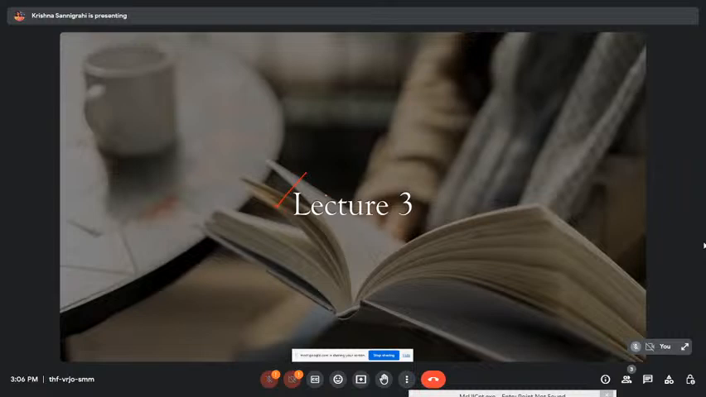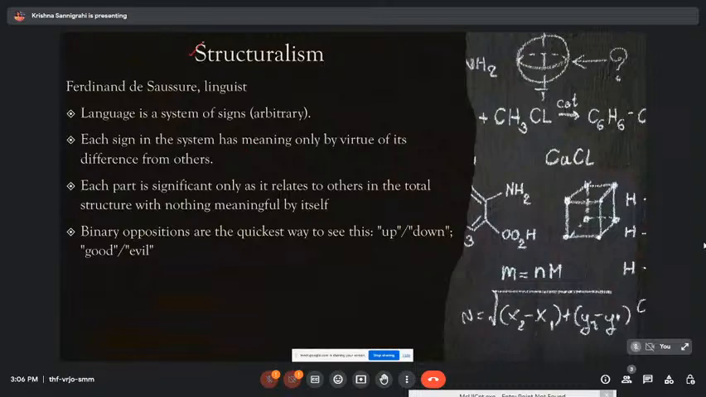Right. Now, the previous lecture came to an end with the idea of structuralism, and there we had discussed the theories of this linguist, as you can see before you on the screen, Ferdinand de Saussure. Among the points we discussed, the important things you need to keep note of are that language is a system of signs, and the signs are arbitrary. Arbitrary means there is no particular rational reason for assigning the meaning to the signs. Each sign in the system has meaning only by virtue of its difference from others.